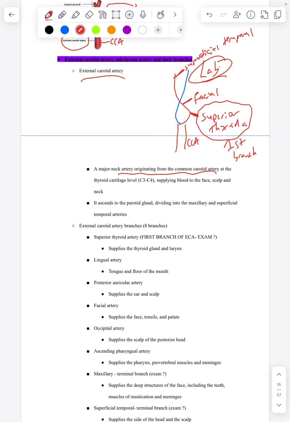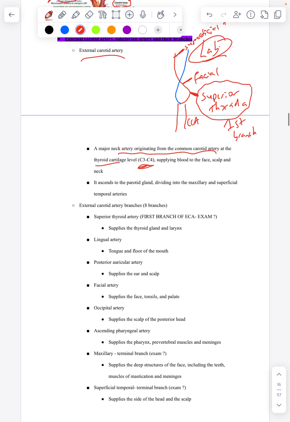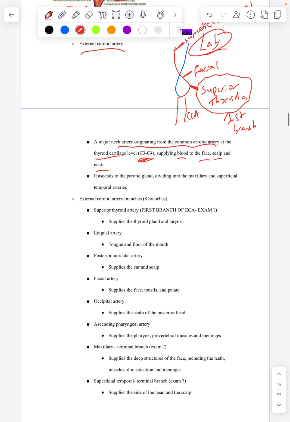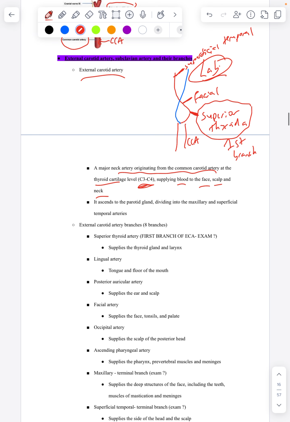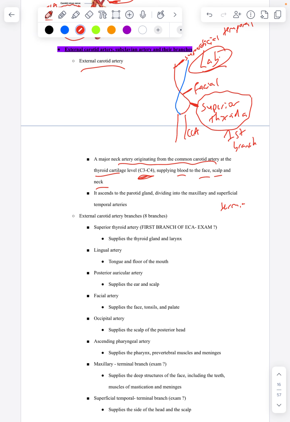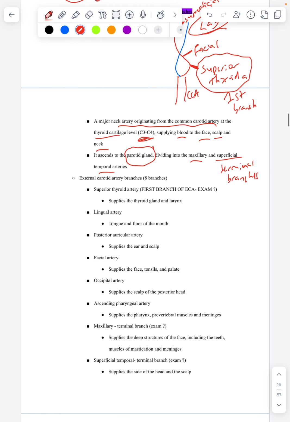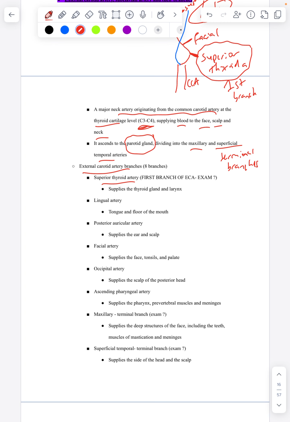Okay. Major artery originating from the common carotid artery. We already said that the bifurcation happens around C3, C4, so makes sense. Thyroid cartilage is in that range, around C3, C4. This gives blood to the face, scalp, and neck. Now, the last two branches, or the terminal branches of your external carotid artery, even though these aren't, actually one of them is in lab, are your superficial temporal, which we talked about, and your maxillary. So this last division happens around the parotid gland, which is like the cheek side, like lower cheek side of your face.